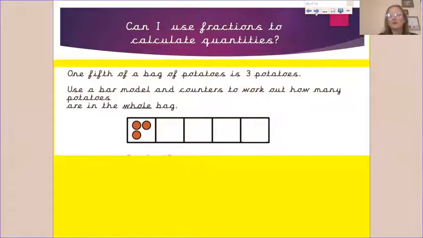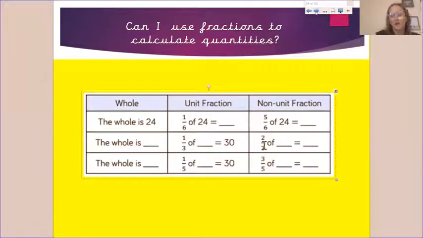Okay, moving on to the next page. You need to complete this table. So it gives you a whole number here. So you've got your whole, then you need to put a unit fraction, then you need to complete this bit here. And just in case you cannot see, because my cursor has gone over it, this question here says 2/3. Okay, so I'm going to do the first one with you to explain how to do this, and then you will complete this table yourself.